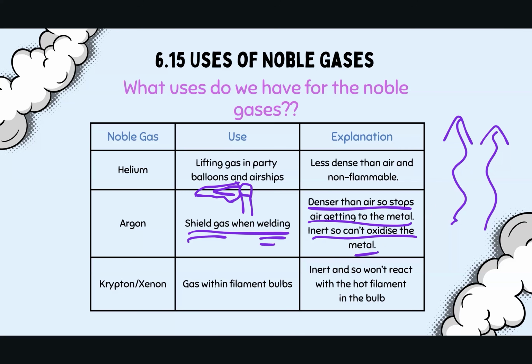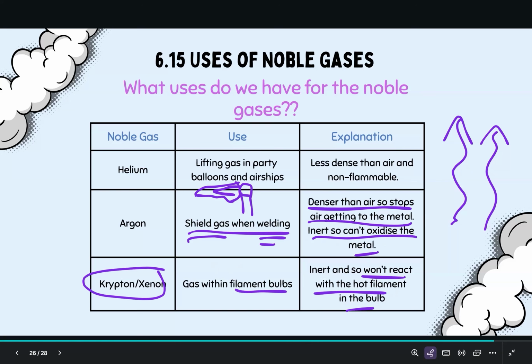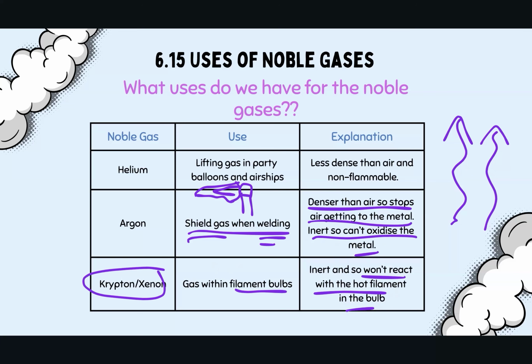Krypton and xenon, it's a gas used in filament bulbs. What krypton and xenon actually do is stop the bulb from overheating. Now, the explanation is that they are inert and so won't react with the hot filament in the bulb. So it stops the metal reacting with oxygen.